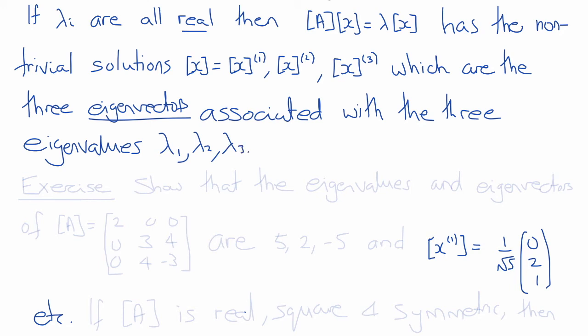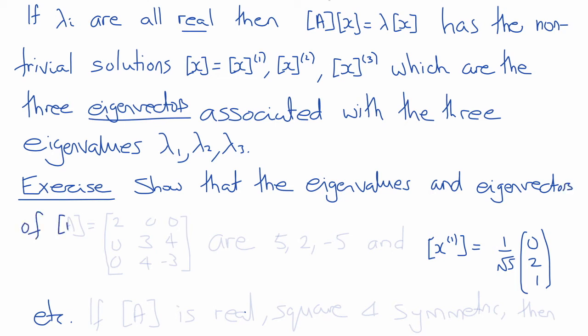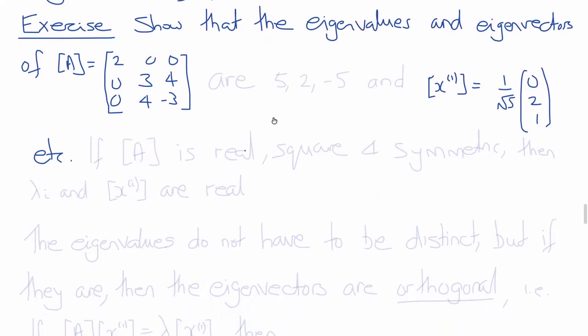As an exercise, perhaps you could refresh your memory about eigenvalues and eigenvectors by solving this simple problem. Find the eigenvalues and eigenvectors of the matrix A with components 2, 0, 0, 0, 3, 4, and 0, 4, negative 3. It's easy to show that the eigenvalues for this problem are 5, 2, and negative 5. And the first eigenvector is 1 over root 5 times (0, 2, 1). I'll let you work out the other two. Notice we divided the components 0, 2, 1 by the square root of 5 so that the eigenvector would be normalized, which is conventional.